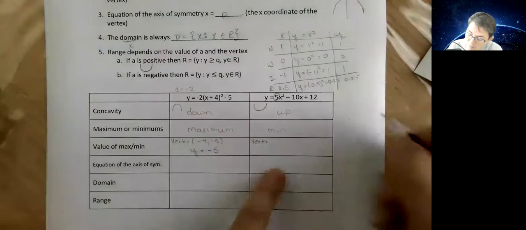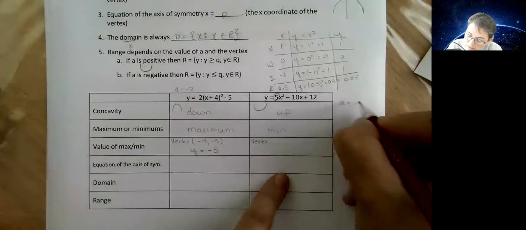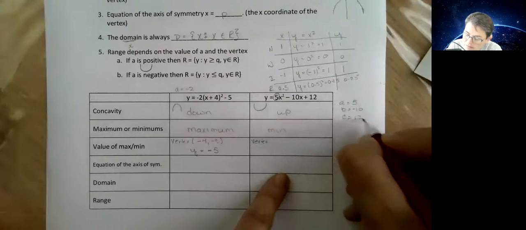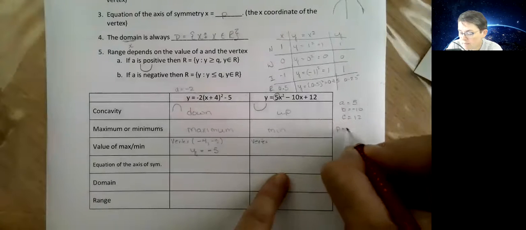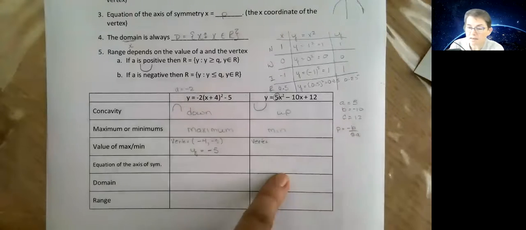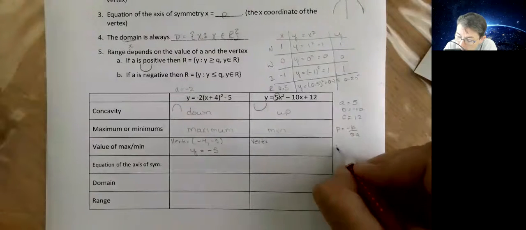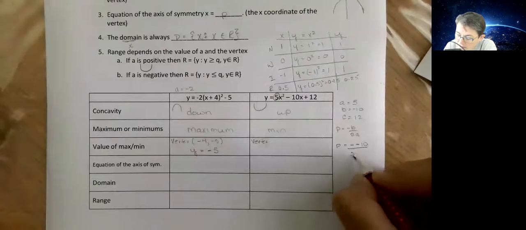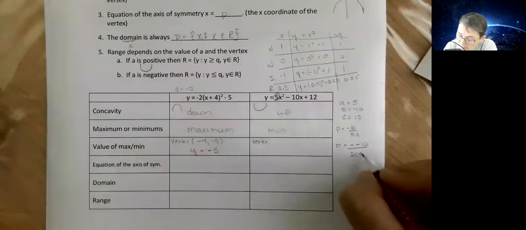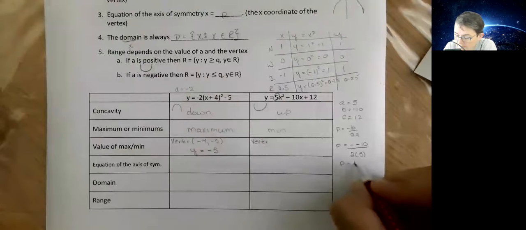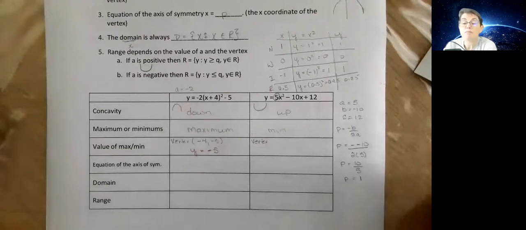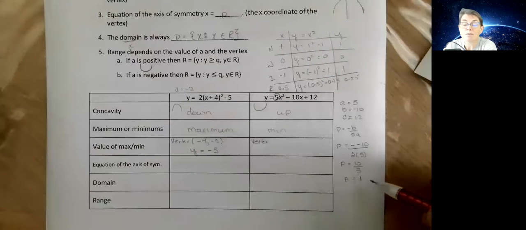we're going to do some work here. So A is equal to 5, B is equal to minus 10, and C is equal to 12. So to get my P, my first one, is minus B over 2A. You should be bored of this by now. P is equal to minus 10 over 2 times 5. I should point out, these don't always have to work out to whole numbers. I just kind of make it that way so it's a little easier for us to do.